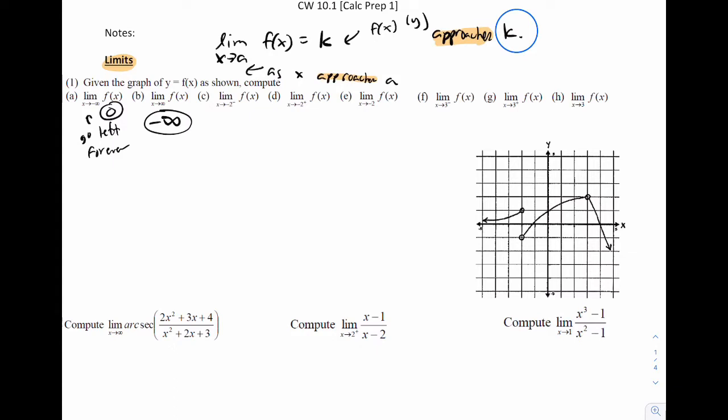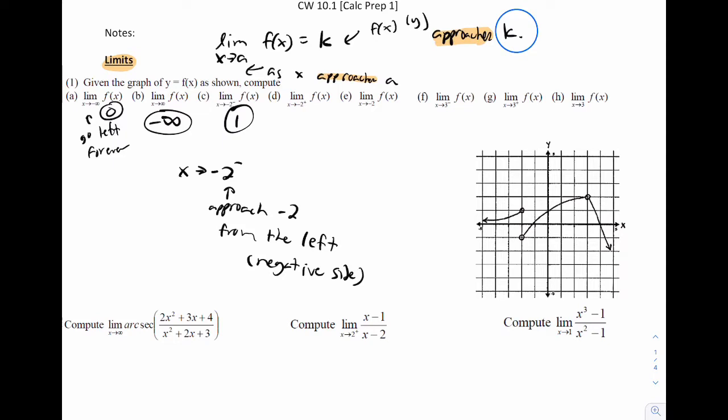Negative 2 minus. Hopefully you remember this. As x approaches negative 2 minus, that means approach negative 2 from the left, or the negative side. So go to negative 2, that's right here. Approach it from the left. Look at the y value. We're approaching 1. Okay, so the other one must be approach it from the right. Look at that. We're approaching negative 1.